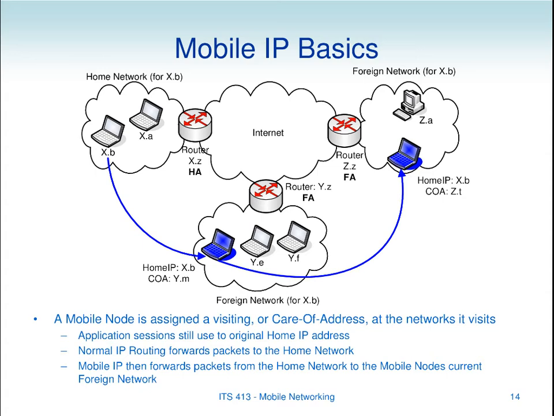So let's go through the data delivery process. Let's first consider the simple case. My mobile node has now registered with the home agent. We've gone through that. And now it wants to send data to the correspondent node. We'll use the example in the handout to demonstrate what happens.